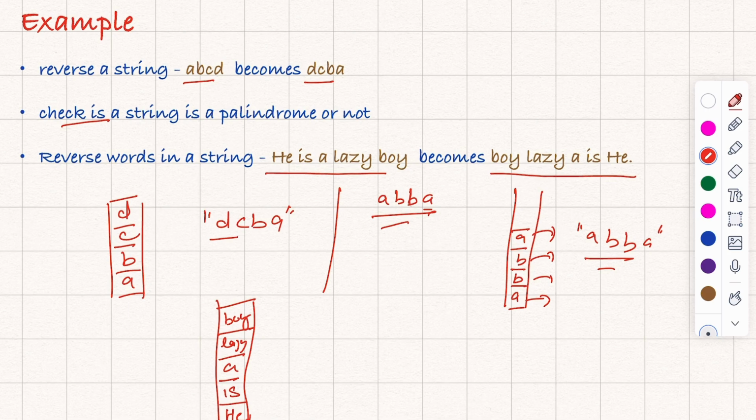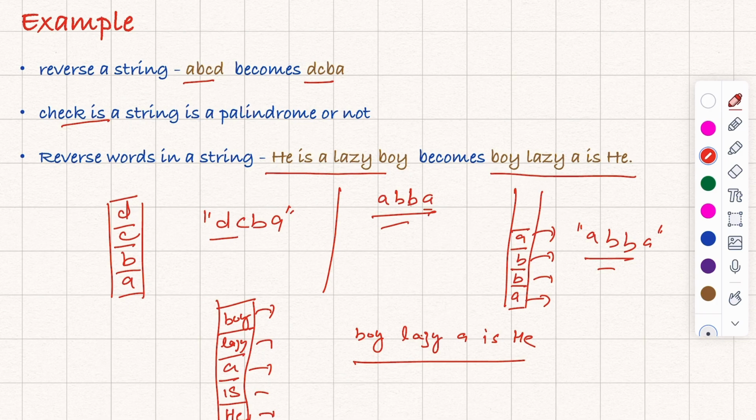And now we are going to pop all the words and reconstruct the string. So the first word to come out will be boy, then lazy, then a, then is, and then finally he. So we have reversed the individual words in the string.